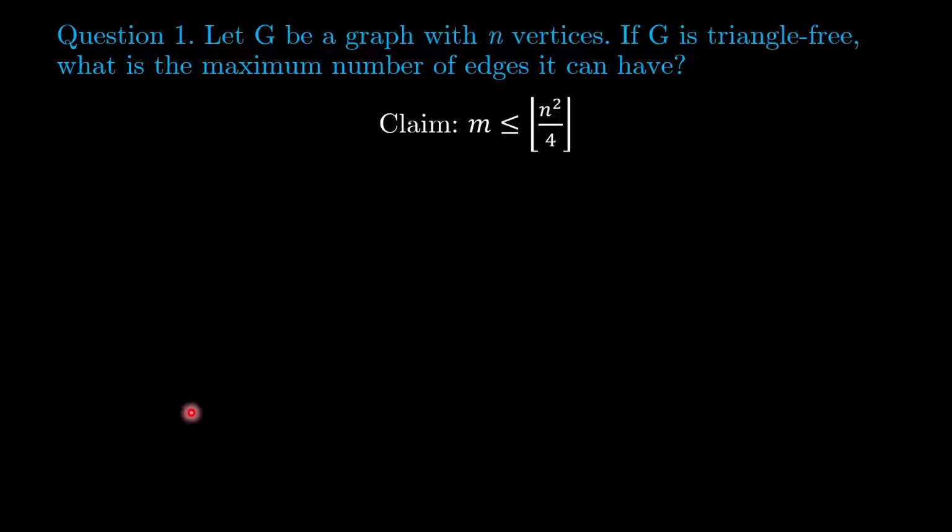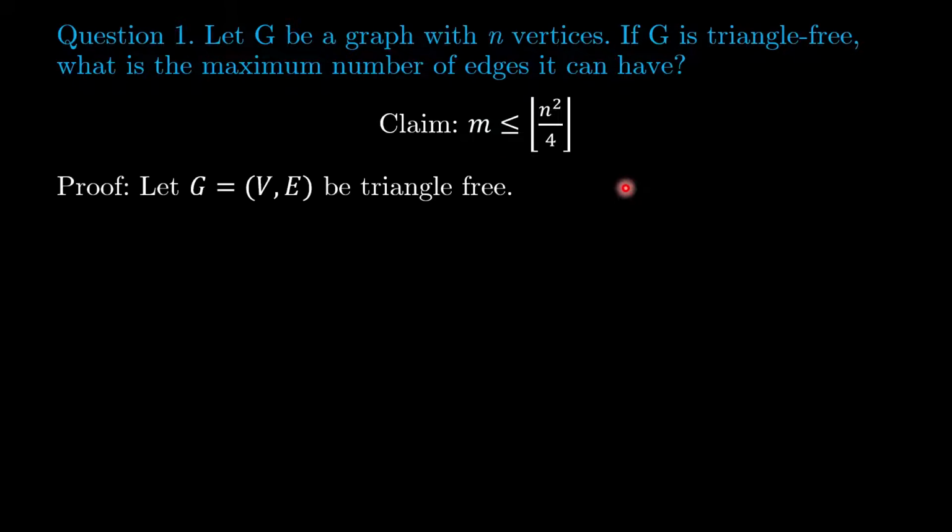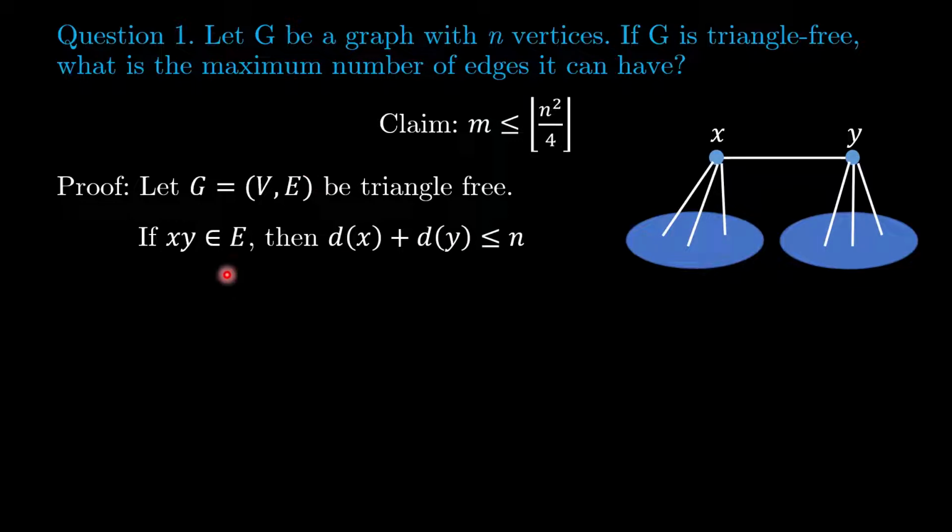Now the harder part of the solution is to show that m is at most the floor of n squared over 4. To do this, let G be a triangle free graph. V is the vertex set and E is the edge set. First, I claim that if xy is an edge, then the sum of the degree of x and the degree of y is at most n.